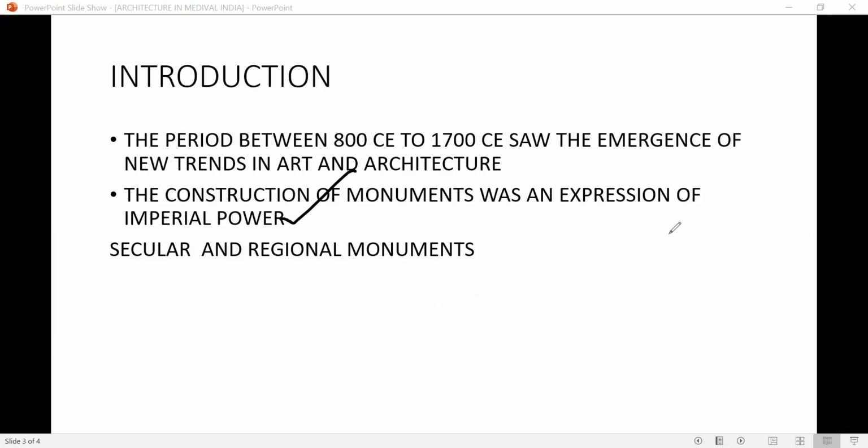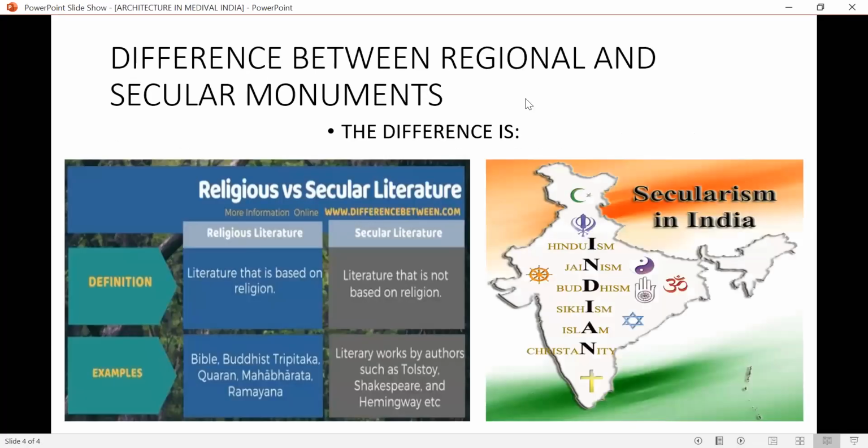Now, if we study the secular and the religious monuments, over here we will take a closer look at these types of topics, and we'll discuss different things in it. So let's go to the next slide: the difference between the religious and the secular monuments. First we are going to understand what religious and secular literature is.